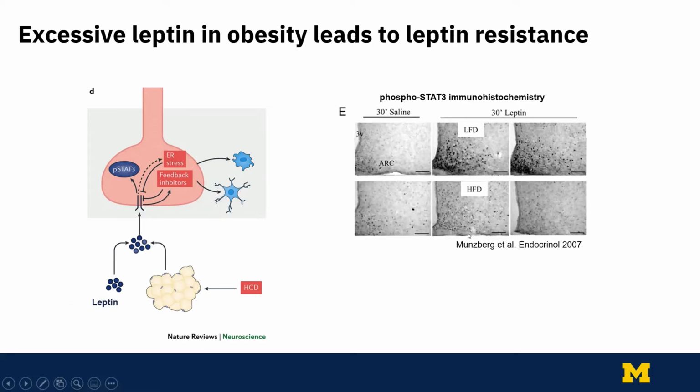And then it is almost completely lost in animals that are maintained on a high-fat diet, where leptin levels at baseline are chronically high. So we also would like to know what the molecular mediators are that result in this loss of STAT3 sensitivity, and whether or not this differs by cell type, and maybe some cell types are more susceptible to leptin resistance than others.